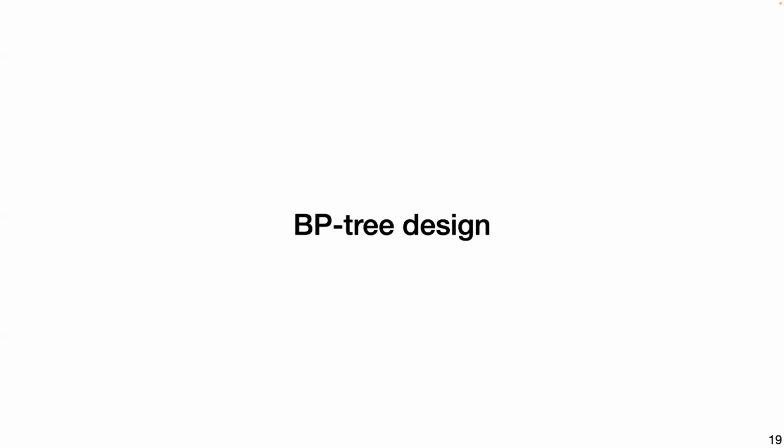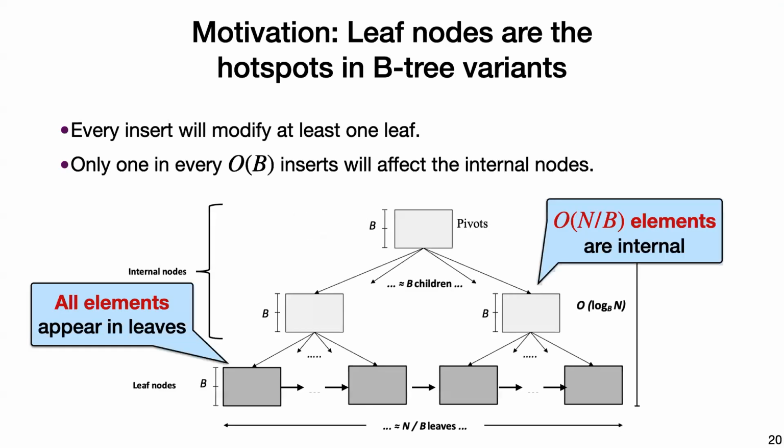Yeah, so I'll tell you how it works. Like I said earlier, leaf nodes are the hotspot in B-tree variants. The way to think about this is that 1 in every B inserts is going to get promoted. And B is usually on the order of at least 10, maybe even 100. So almost all the elements are only in the bottom level. If B is 10, which is a very small estimate, then 10% of the elements would be in here. That's a very small fraction of the insertions.